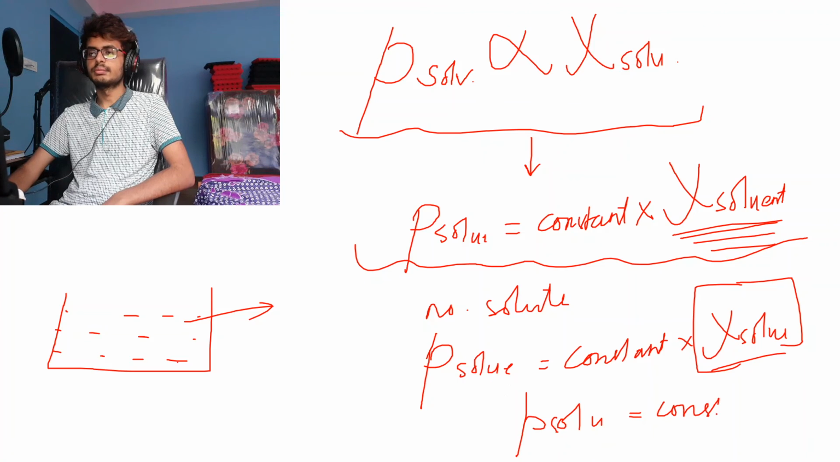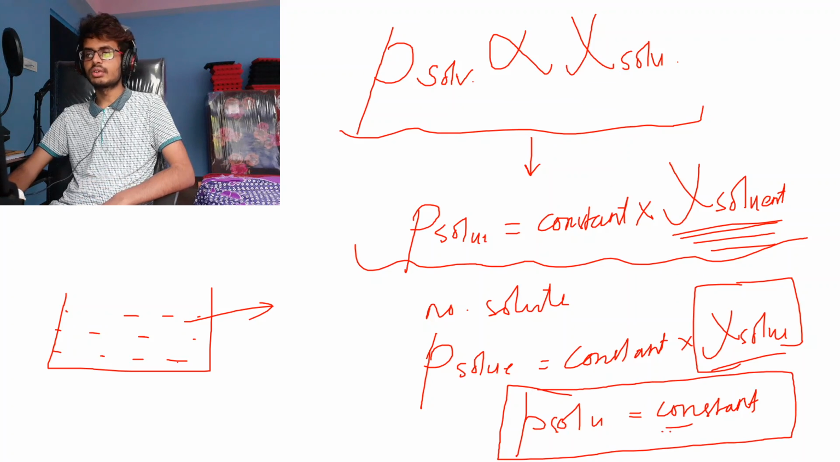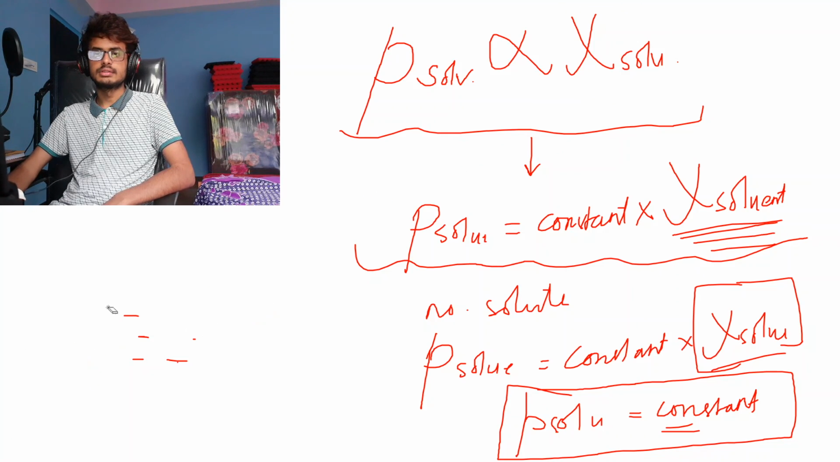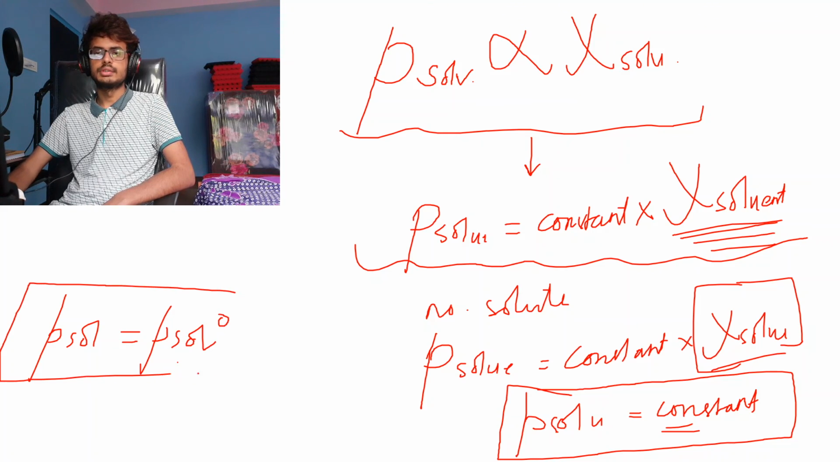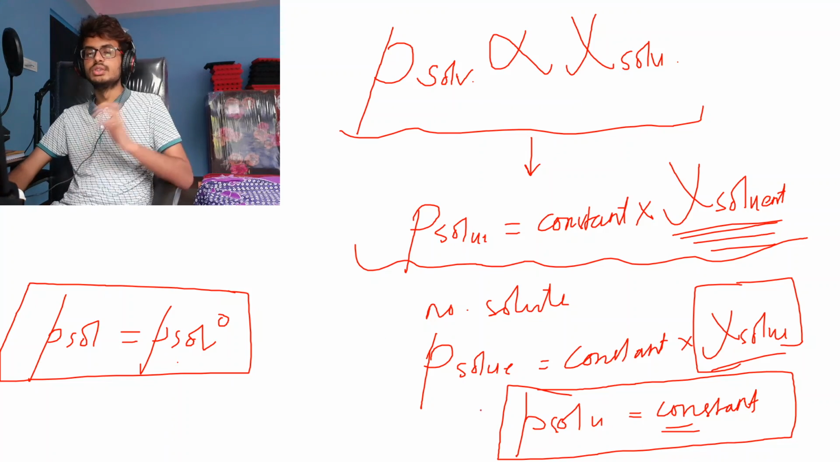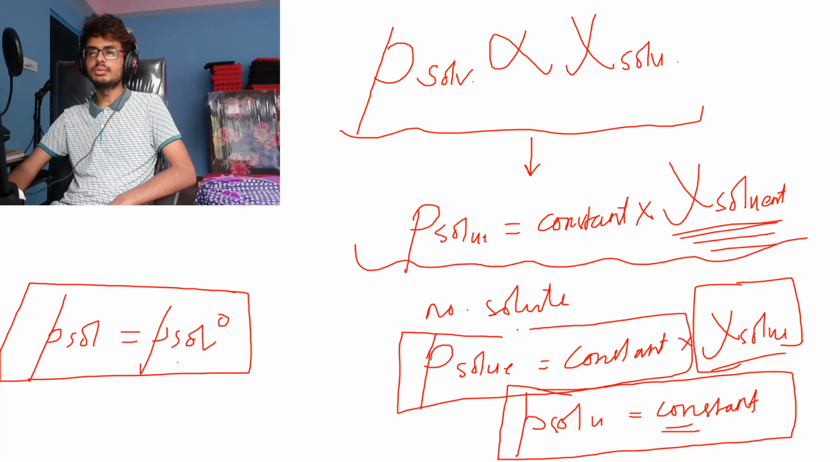is basically constant, right? So now basically we find the partial pressure of a solvent when there is no solute in it, so that will be a constant. So this constant is basically written as P solvent is equal to P solvent 0 (not). So this means that when there is no solute, this constant, the P solvent, will be equal to the partial pressure of the solvent in the pure state.